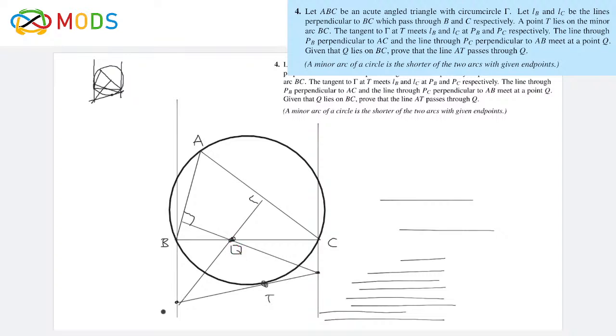What should we name these points? They're named. Wait, aren't they? Oh, right. No, wait. So, this point is PB. Right, okay. This point is PC. And that point is Q. And I'll draw it again, I guess.